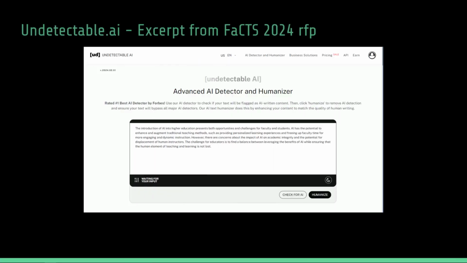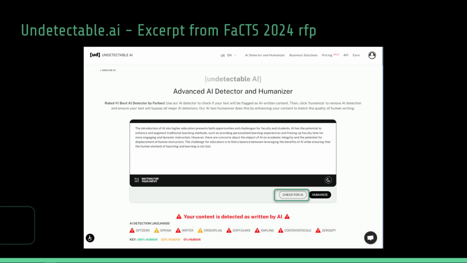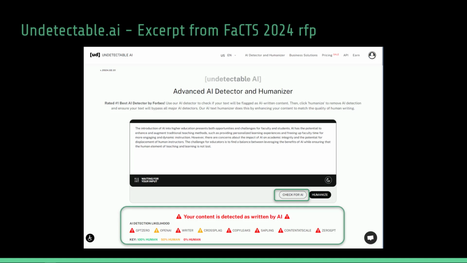Next, I decided to take the paragraph that I know has AI generated writing and run it through undetectable.ai. Undetectable.ai advertises that they have an advanced AI detector and humanizer. When that single paragraph is analyzed, undetectable.ai reports that the AI detection likelihood is 0% human written for GPT-0, Writer, CopyLeaks, Sapling, Content at Scale, and Zero GPT. Also, there would be a 50% human written likelihood for OpenAI and Crossplay.